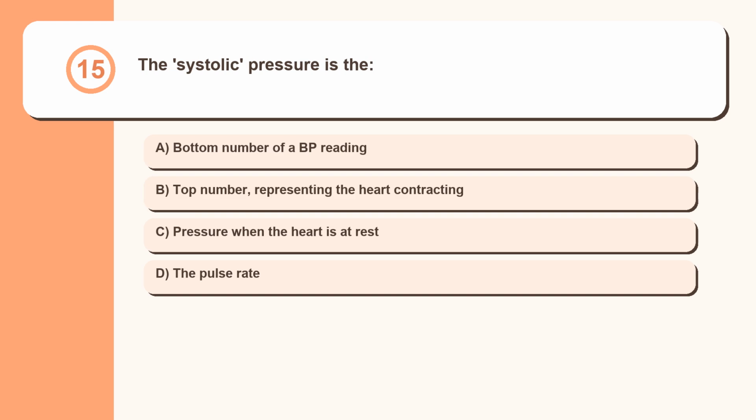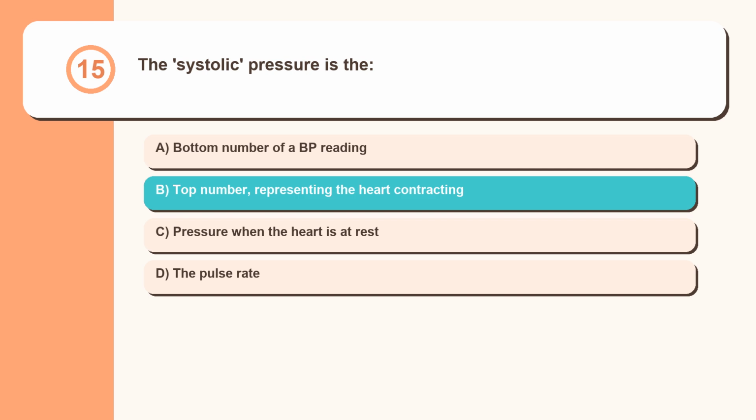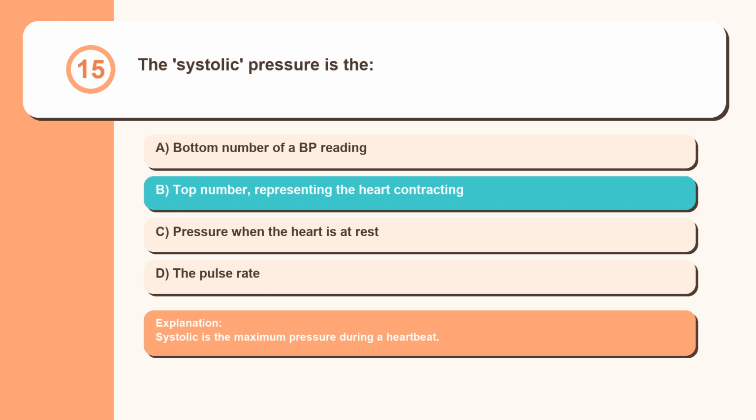Question 15. The systolic pressure is the bottom number of a BP reading, top number, representing the heart contracting, pressure when the heart is at rest, the pulse rate. Systolic is the maximum pressure during a heartbeat.